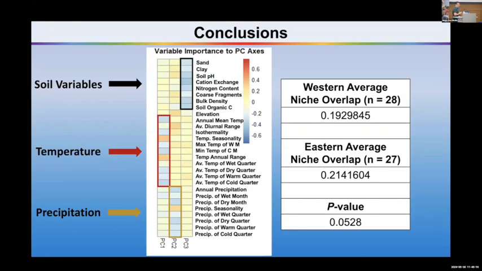So in conclusion, we see that climate is most important for the variation in this group, and that the Western and Eastern average niche overlaps are not necessarily different from each other.